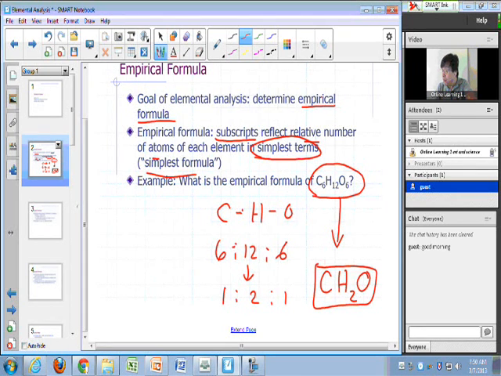So that's not the formula of the compound. Okay, the compound itself has a formula of C6H12O6. So you would call this the molecular formula. Okay, C6H12O6. CH2O is the simplest formula that just tells you the relative number of atoms of the elements present there. So CH2O is your empirical formula.